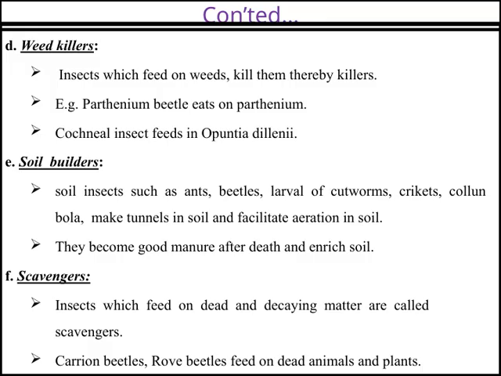Finally, let's talk about scavengers. These insects feed on dead and decaying matter, playing a vital role in decomposition. Carrion beetles and rove beetles are prime examples. They feed on dead animals and plants, helping to clean up the environment. Overall, these insects contribute significantly to ecological balance by controlling weeds, enriching soil, and recycling organic matter.